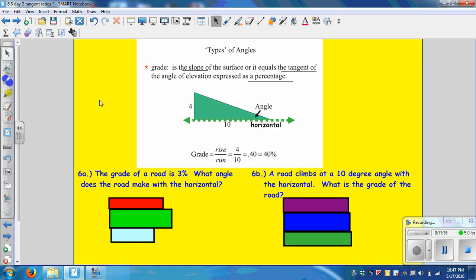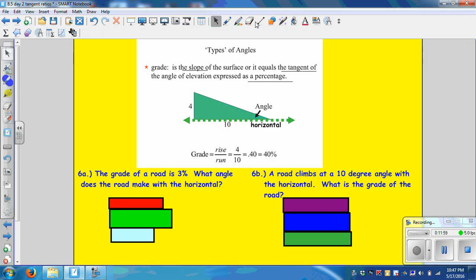This next section talks about vocabulary, and it talks about the different types of angles that are made with a horizontal. The first vocabulary word that we need to talk about is the word grade. Grade is the slope of a surface, or it equals the tangent of the angle of elevation expressed as a percentage. That sounds kind of confusing.